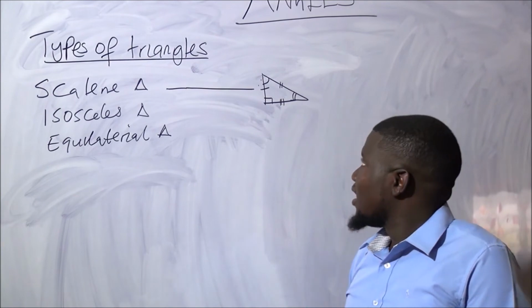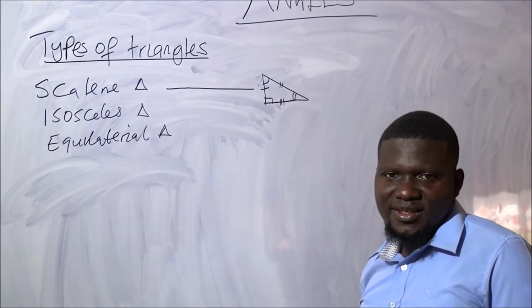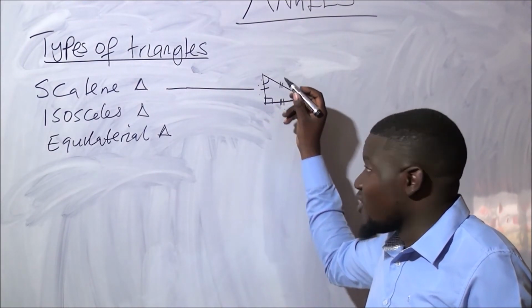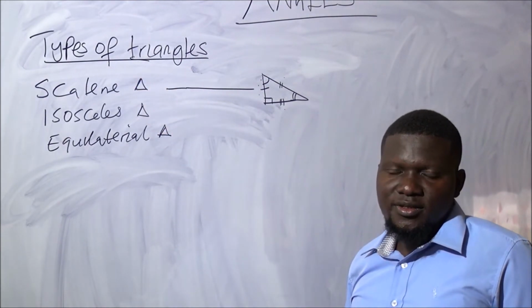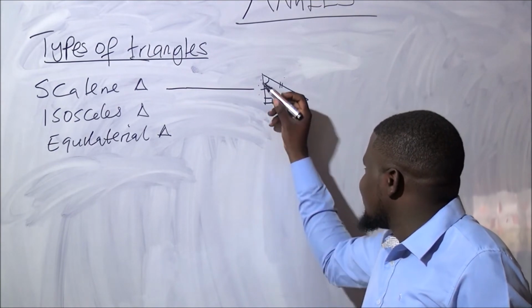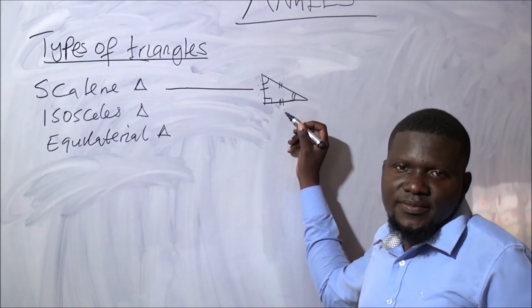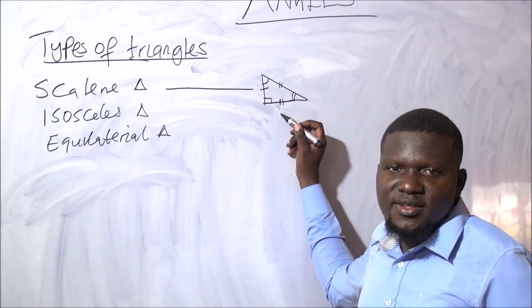Meaning that the angles inside the shape are not equal to each other, and neither are the sides. The triangle has 3 sides, from the word tri, meaning 3 things. Now, the 3 sides are not equal to each other. This side and this side and this side don't have the same units. They have different units in terms of measurements.